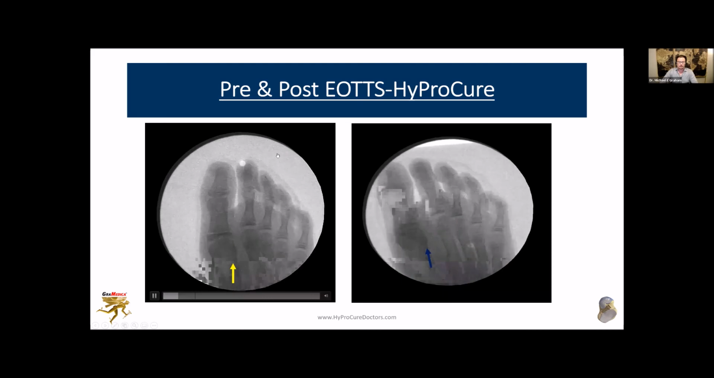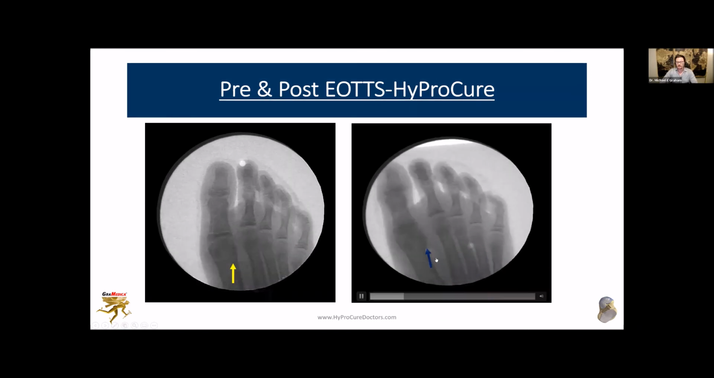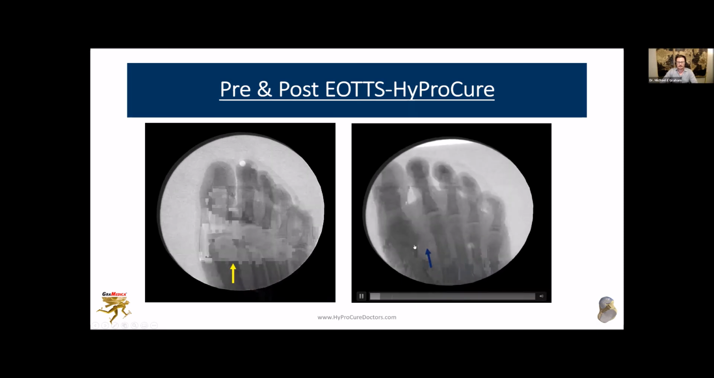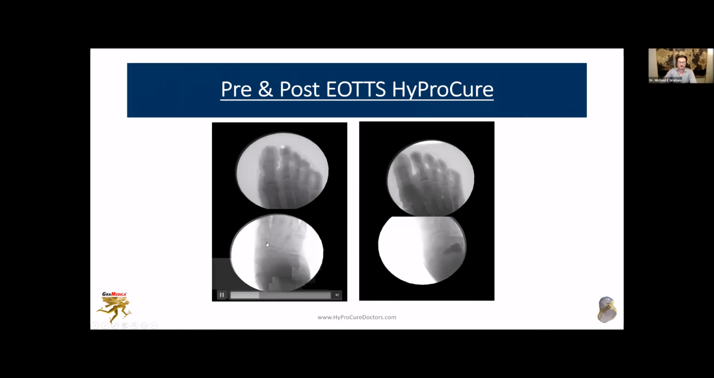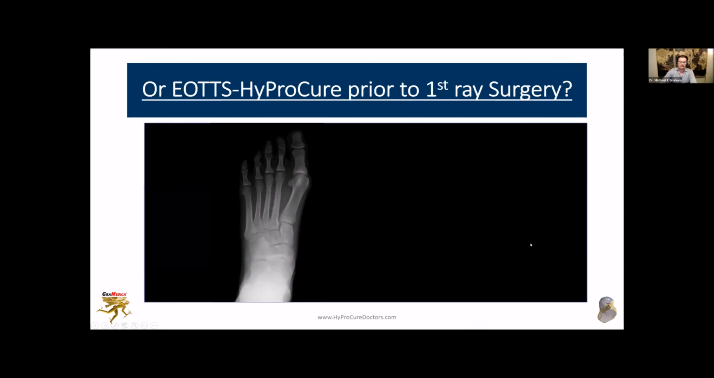So this is a pre and post insertion of HyProCure. So we can see the before, how the first metatarsal bone is being forced away from the sesamoids, away from the second metatarsal bone. And this is post-op, how we've significantly reduced that. So you might think it's hocus pocus, but here we go. So this is the before and after. So you can see here's the HyProCure, and it prevents the talus from going dorsal medially, and so it slows that force pushing up on the first metatarsal. So this is an effective form of treatment versus doing nothing.